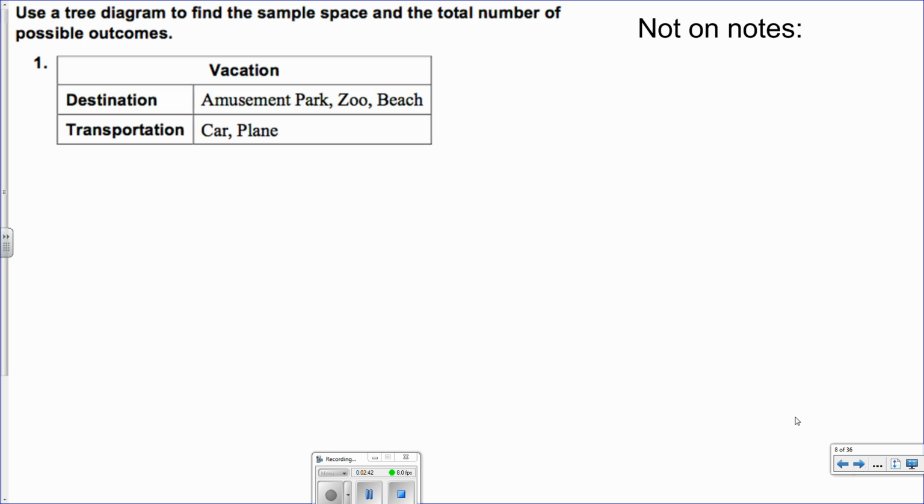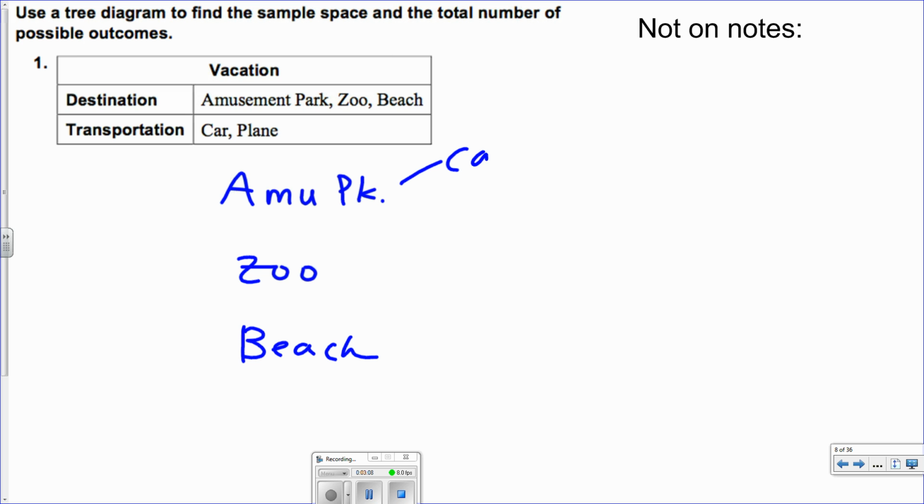All right, here's another one that's not on your notes I want you to look at. It says, use a tree diagram to find the sample space and the total number of possible outcomes. You're going to be drawing tree diagrams on your homework today, so I want to make sure you understood how to do that. So we would say amusement park. We'll abbreviate like that. You could go to the zoo, or we could go to the beach. Now, for the amusement park, I could go in a car, or I could go on a plane. For the zoo, we could go in a car, or we could go in a plane. And also for the beach, we could go in a car, or we could go in a plane.